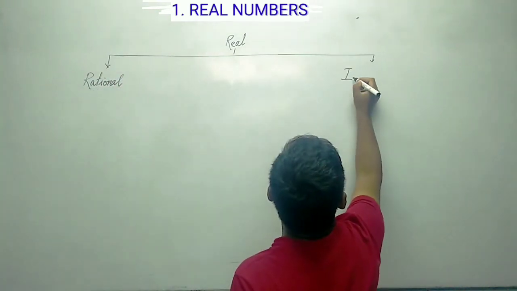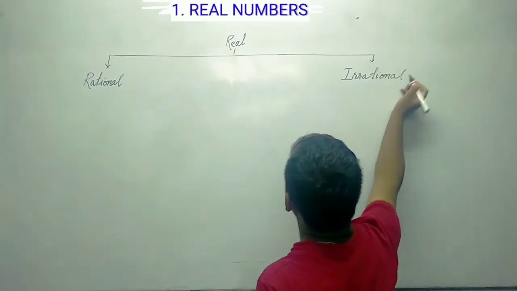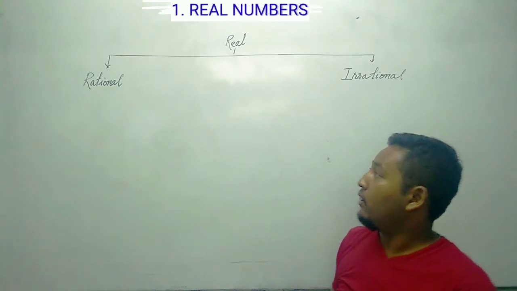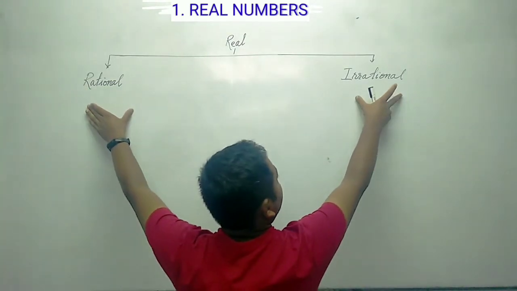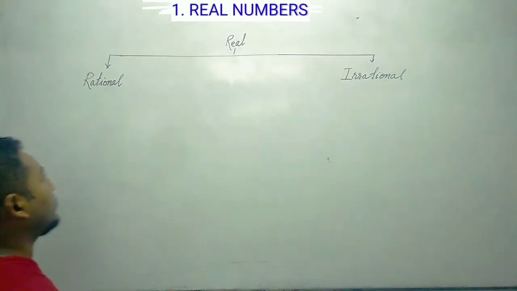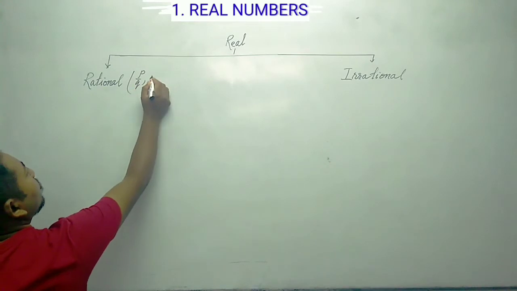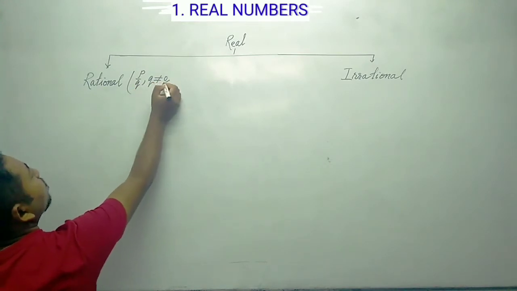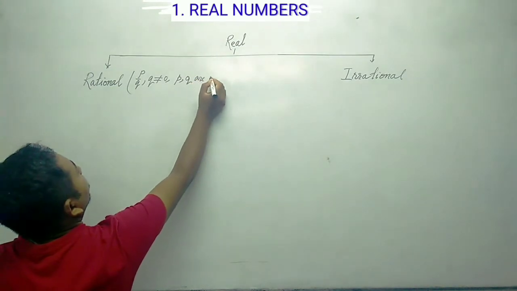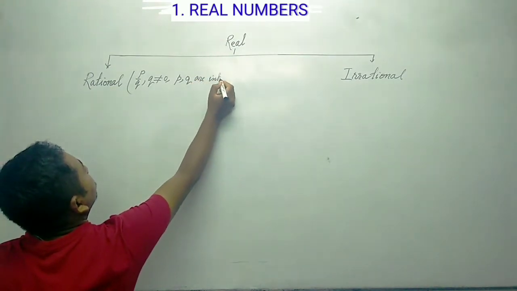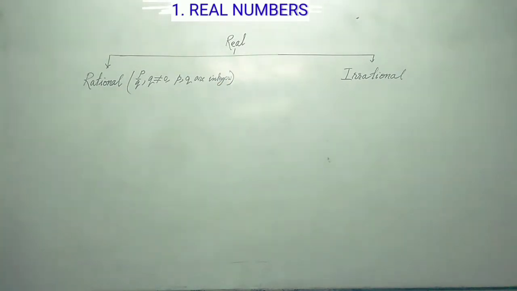Rational and irrational. So real numbers are divided into two parts, rational numbers and irrational numbers. Now what are rational numbers? I'll just give you an example. Any number which is in the form of p by q, where q is not equal to 0 and p and q are integers.